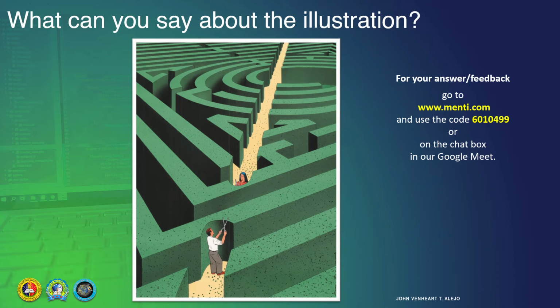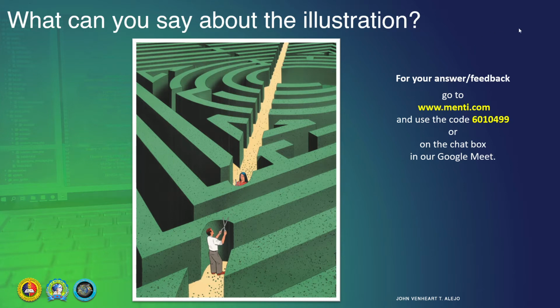Hello. Okay, sige. The two persons. So what can you say? The two persons are... trying to break the blocks. For what purpose? To see each other. Okay, thank you for that.